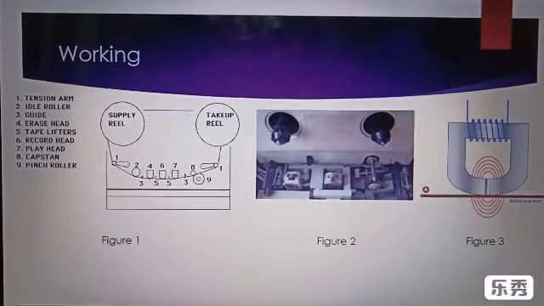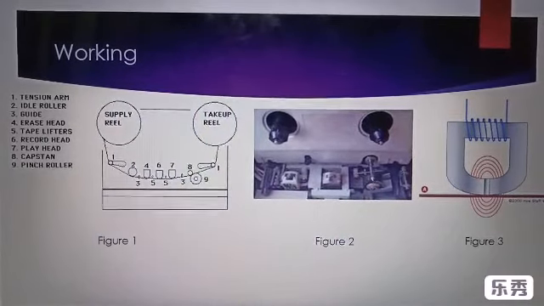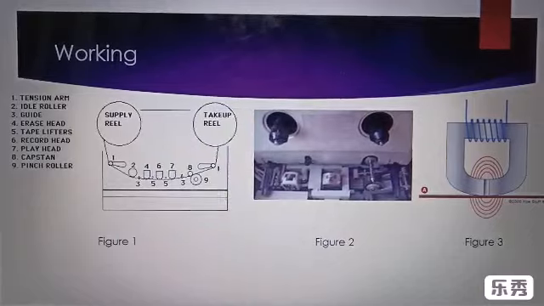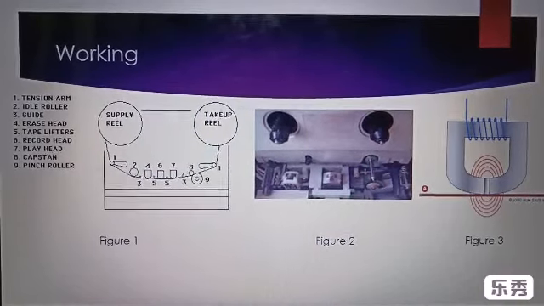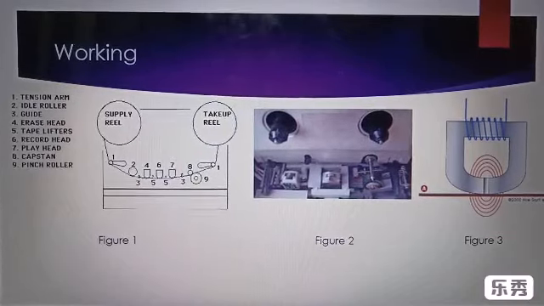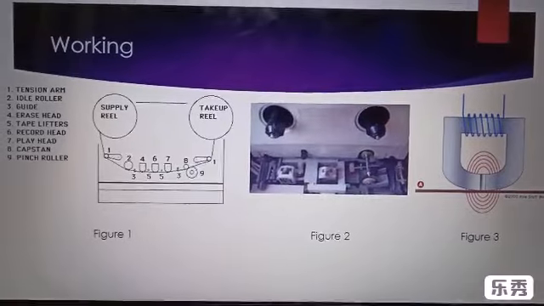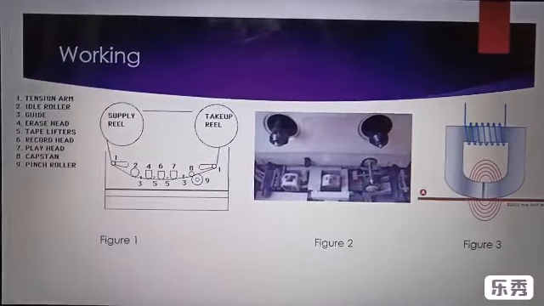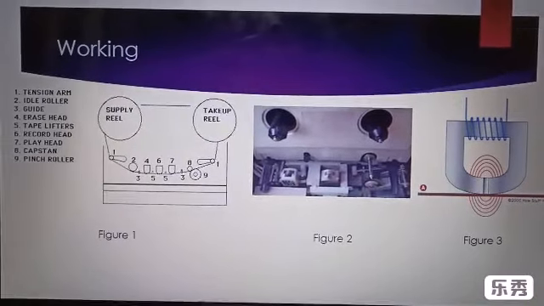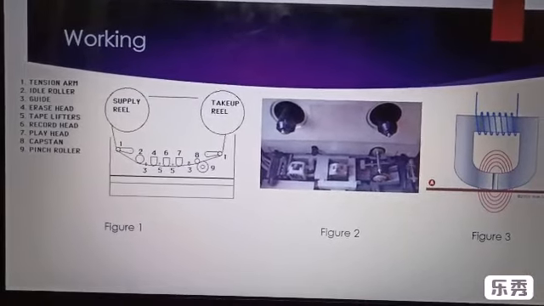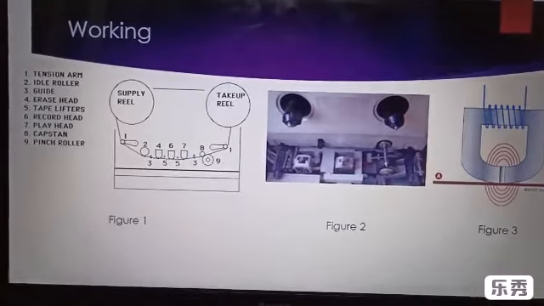Before that, we need to know the three important parts of the cassette: the erase head, the record head, and the play head. In this figure 1, you will see 4, 6 and 7. Those are the three I was talking about. 4 is the erase head, 6 is the record head, and 7 is the play head. These are very important parts for our application.